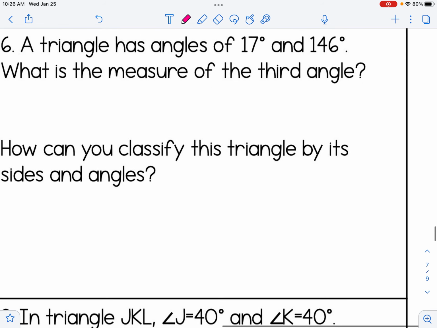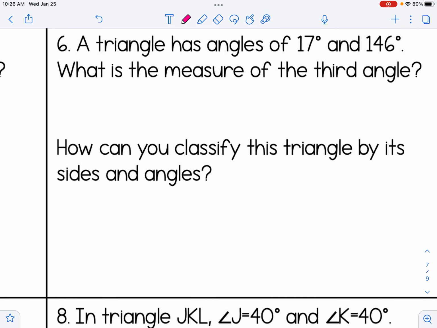Number 6 is very similar. So we have now angles of 17 and 146. When I solve for the missing angle here, I get 17 degrees. If I classify this triangle by its sides and angles, I see that obtuse angle in there, that 146. So this is definitely an obtuse triangle. And since there are 2 angles that have a measure of 17 degrees, that tells me 2 equal angles gives me 2 equal sides, and therefore this is an isosceles triangle.